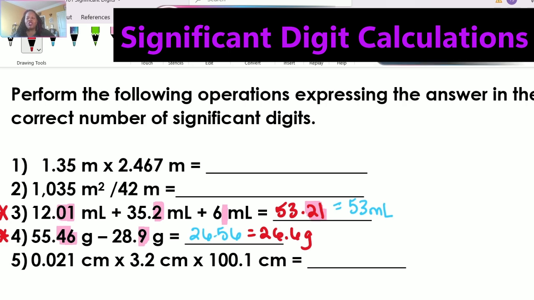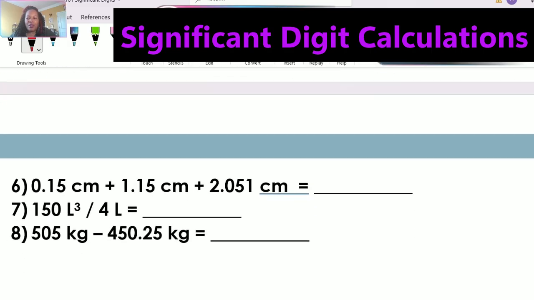Now, what I want you all to do is let's do another one. Let's do a couple more to make sure y'all are good. Okay. Let's look at number 6 and number 8. Number 6 and number 8.